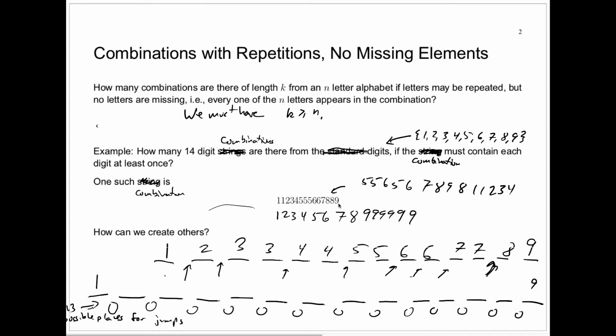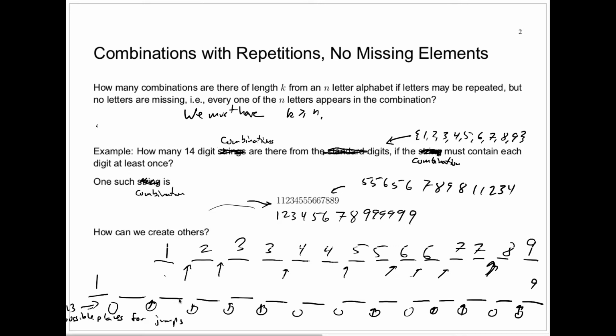I'll show you the one for this example here, this first example that we did. I picked there to jump. Then I have a single 2, a single 3, a single 4. Then I have 3 5s, so I'm going to put a jump here. Then I have 2 6s, so I put a jump here. I have 1 7, so I put a jump here. And then I have 2 8s and a 9, so I put a jump here. I have to pick 8 of those 13 spaces in order to put jumps.